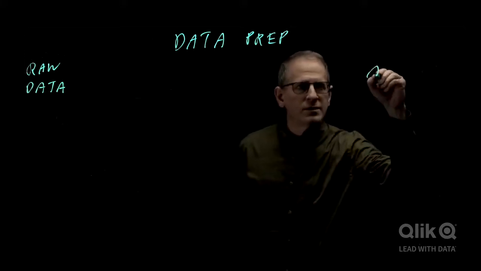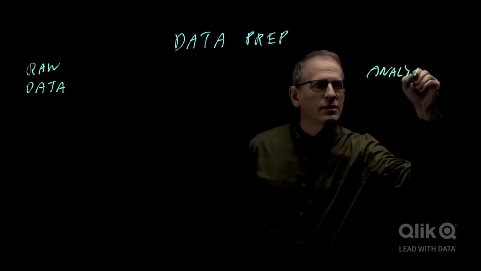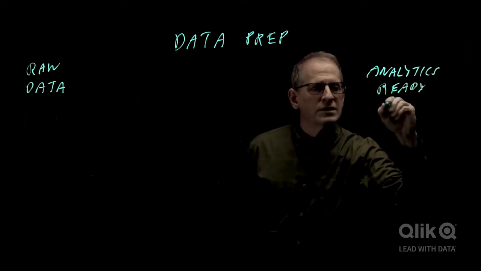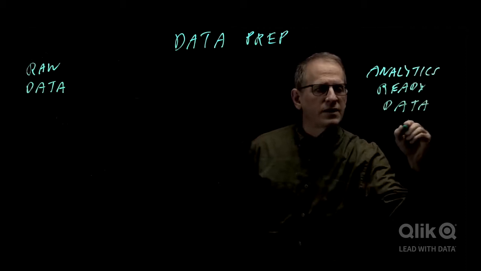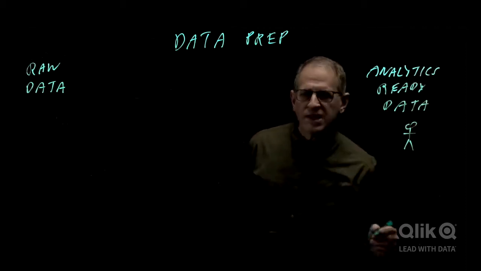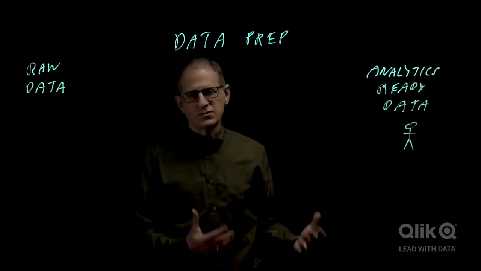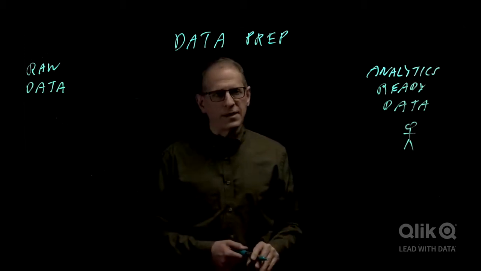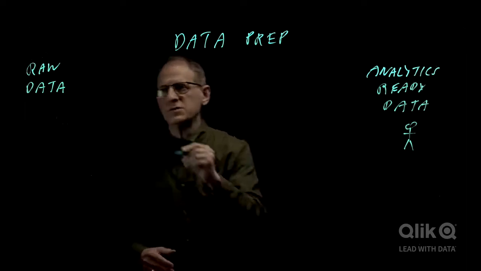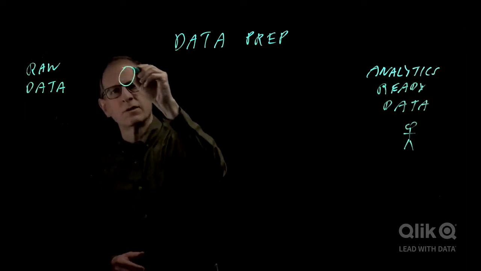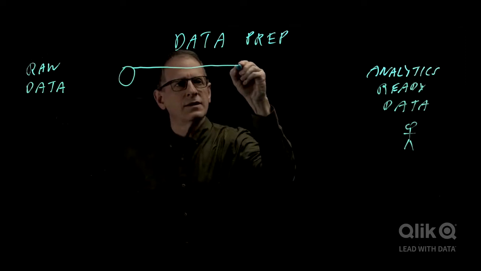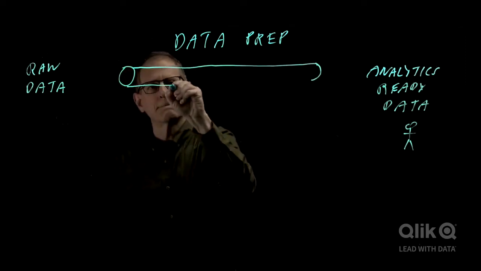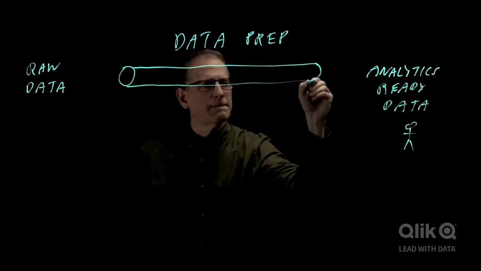And what we want is what we call analytics-ready data. So this is something that the user can really understand, easily understand, and make use of. It's clean, it's ready for use, and they could do some analysis on it and hopefully find some new insights in the data. So what's needed between the two here is what we call, figuratively, a data pipeline.